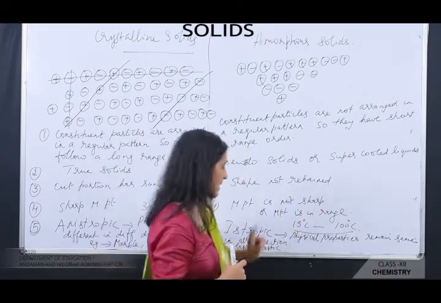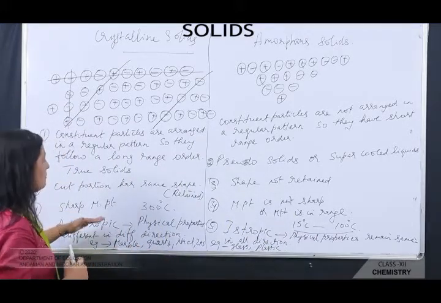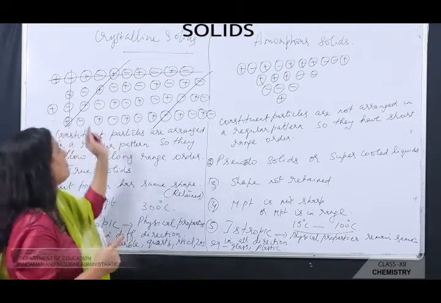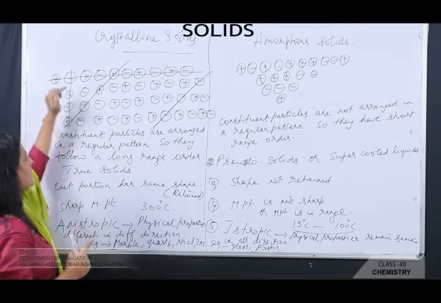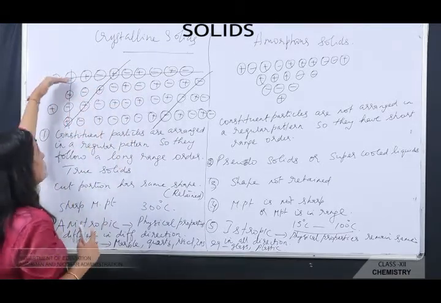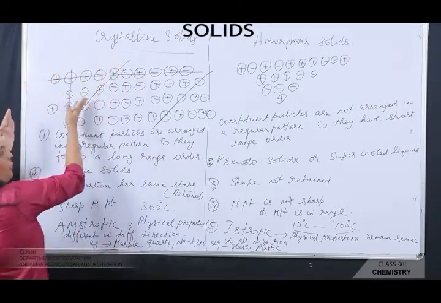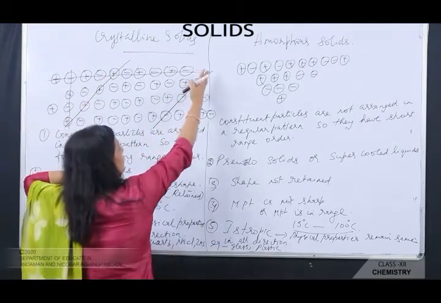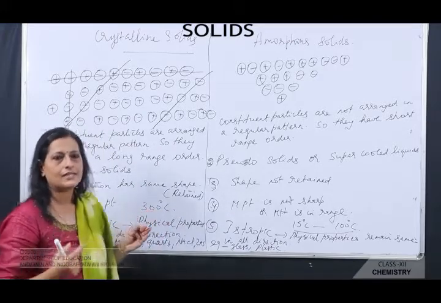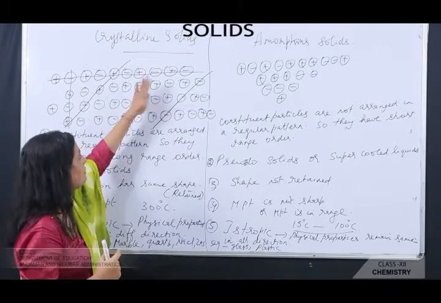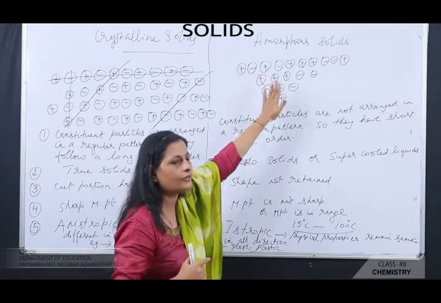A temperature range. Then crystalline solids are anisotropic. Anisotropic means the physical properties will not remain the same in all directions. They will be different in different directions. So that is clear from this diagram itself. It is due to the regular arrangement. Here it is due to cation and anion. This way if you go, it is due to what? Only cations, and here it is due to only what? Anions. So the physical properties like refractive index, conductivity, thermal expansion, etc. remain different in different directions. But in case of amorphous solids, it remains the same because they are not arranged in a regular pattern.